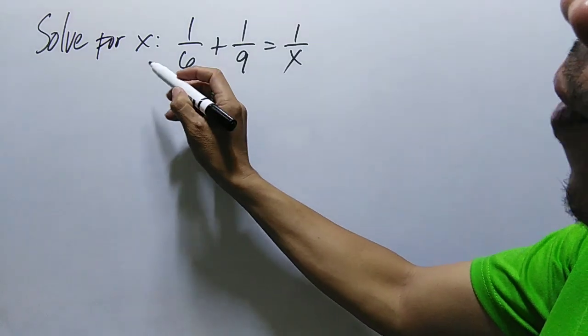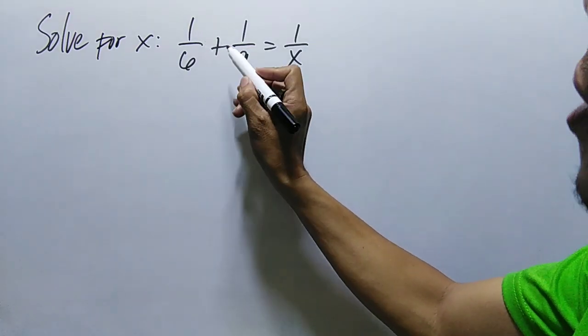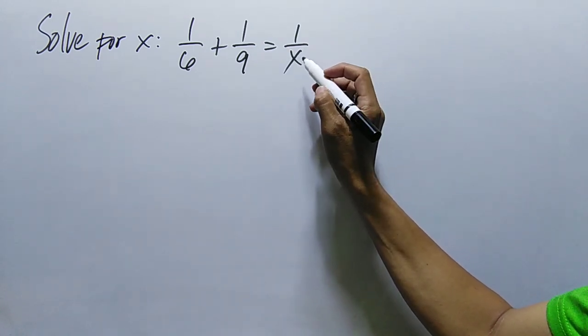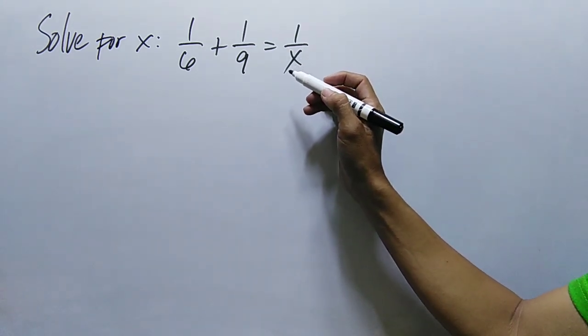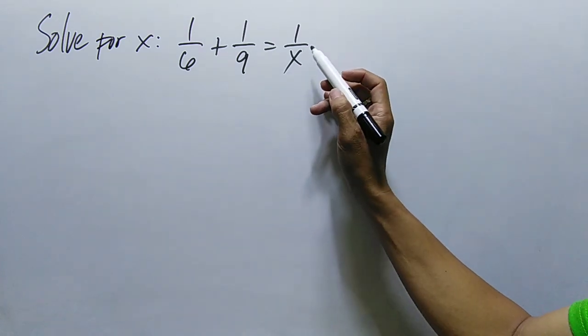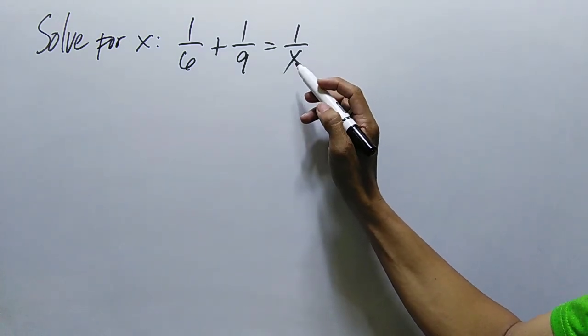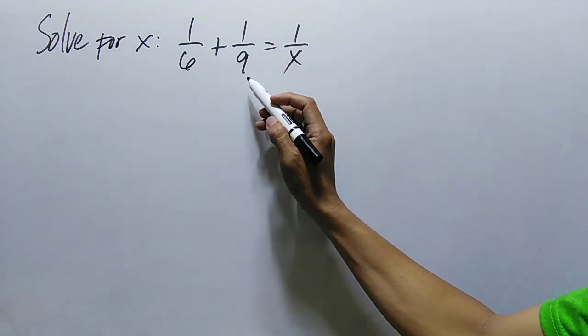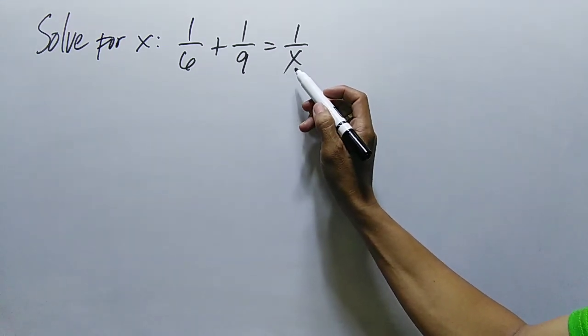Okay, we will solve for x. 1 over 6 plus 1 over 9 equals 1 over x. So first, we have to get the LCD. So yung LCD natin dito is 18x, kasi si 18x ay ma-divide sa 6, ma-divide sa 9, at saka ma-divide sa x.